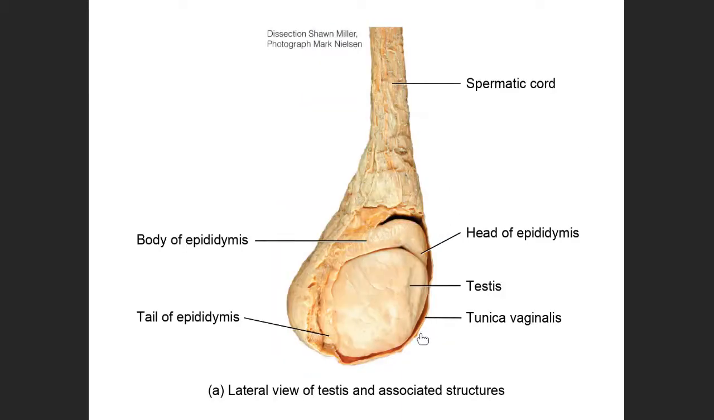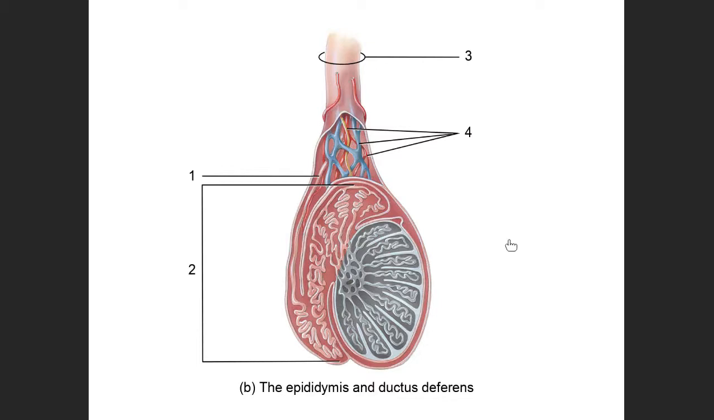In this picture, you can see the testis. The epididymis has head, body, and tail, and after that, the vas deferens starts. In this picture, you can see number 2. Number 2 is the epididymis. Number 1 is the vas deferens. Number 4 are testicular artery, vein, and nerve. And number 3 is the spermatic cord.